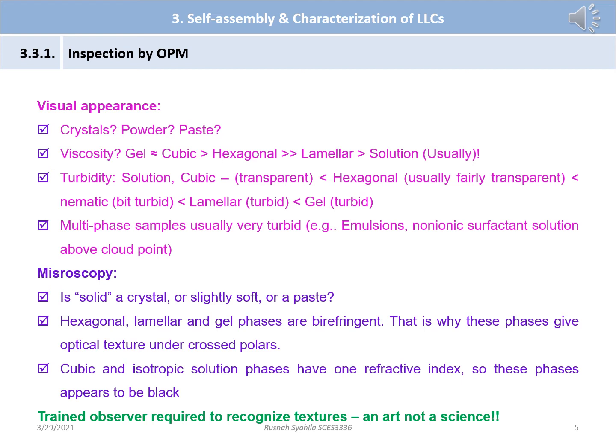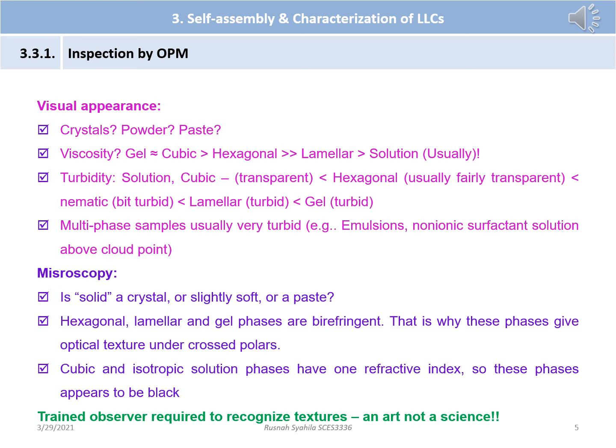Based on turbidity, solution and cubic phase are transparent. Hexagonal phase is usually fairly transparent, nematic phase is a bit turbid. Lamellar and gel are turbid. Multi-phase samples are usually very turbid, such as emulsions and non-ionic surfactant solution above its cloud point.